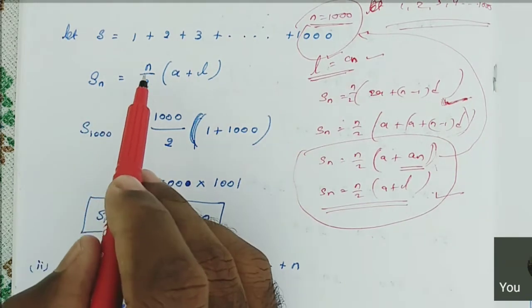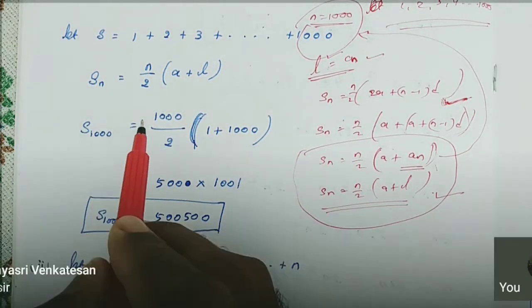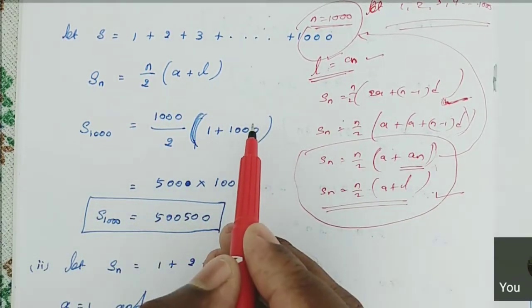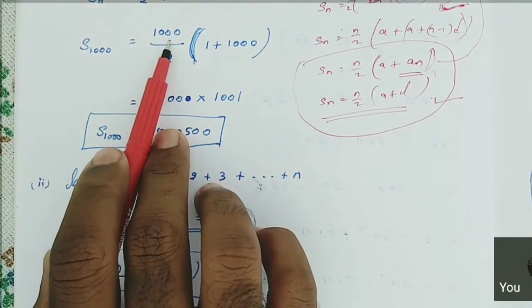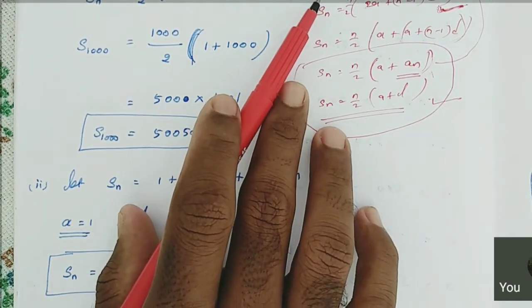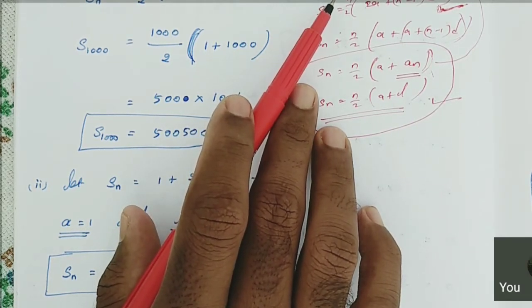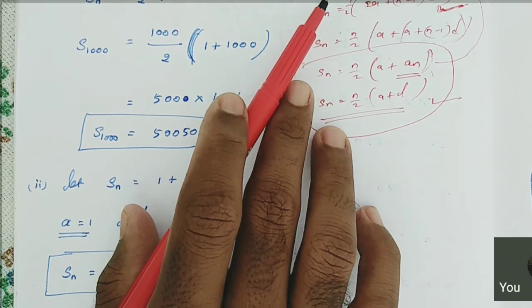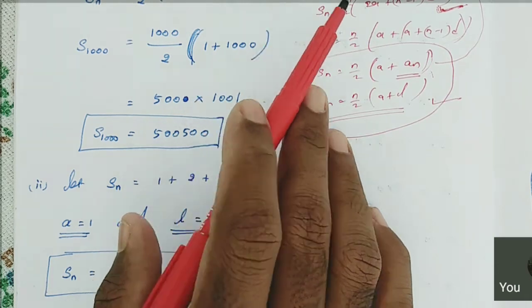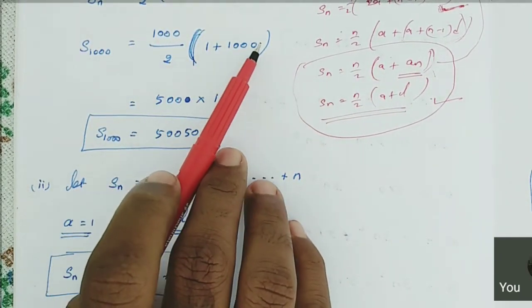Okay, Sn is equal to n by 2 (a plus l). Then S 1000 is equal to 1000 by 2 (1 plus 1000, the last term). Here n is also 1000, and the last term is also 1000. Are you all clear? The term is 1000, the value is also 1000. Don't get confused. Usually in problems, the term is some number and the value is some other number, right? But here both are the same because it is a positive integers AP.